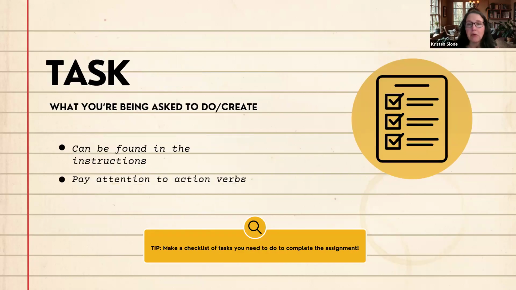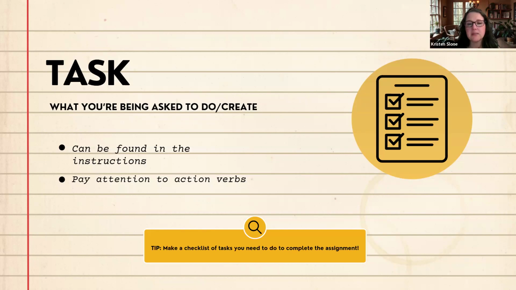Second component of any assignment is going to be the task. So the task is what you're being asked to do or what you're being asked to create. Your task can be found in the instructions, which we will take a look at here in a few minutes. And when you're trying to figure out the task, you want to pay attention to action verbs. I'm an English teacher, right? So action verbs, my bread and butter here. Those are the words. What are you being asked to do, right? Write, compare, that sort of thing.